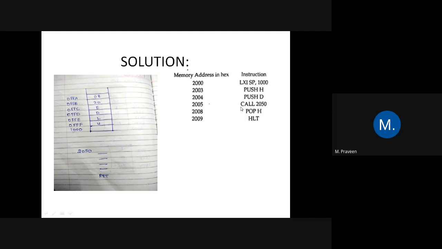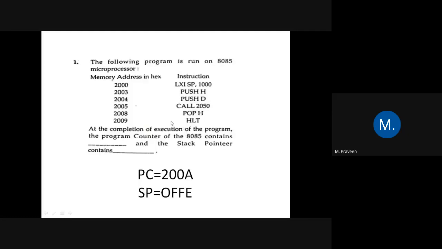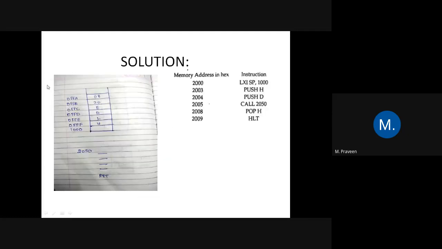While pushing the 2008 address, the stack pointer will decrement by 1. After decrement by 1, it will become 0FFB. In that address, they will push the 20. Higher order will be pushed here. Then once again it will be decremented by 1, so it will become 0FFA. In that address, they will push the 08. Then now the stack pointer address is 0FFA.